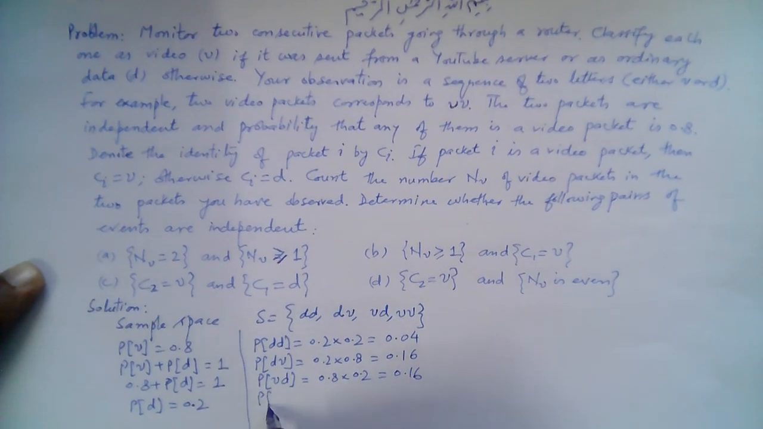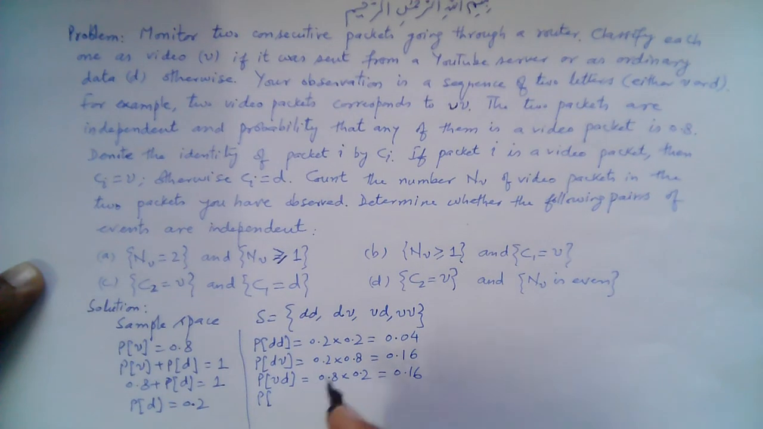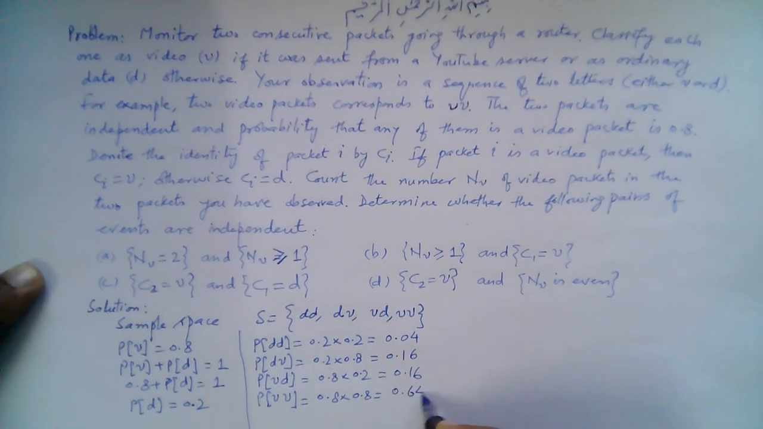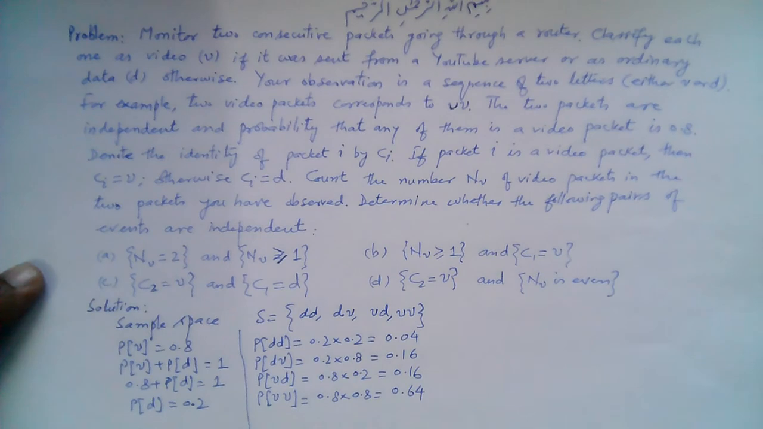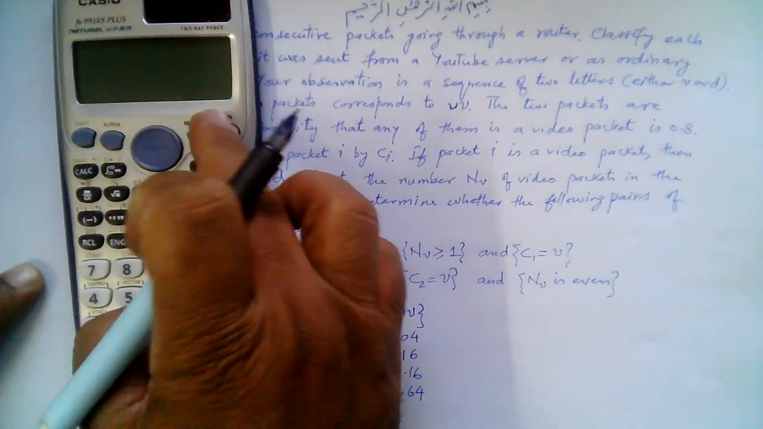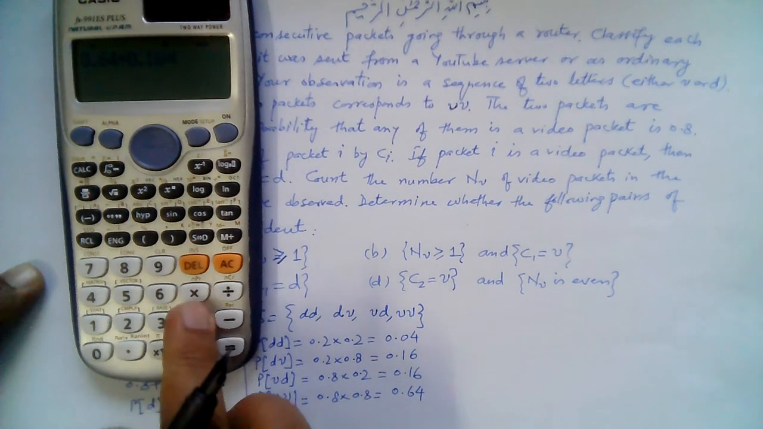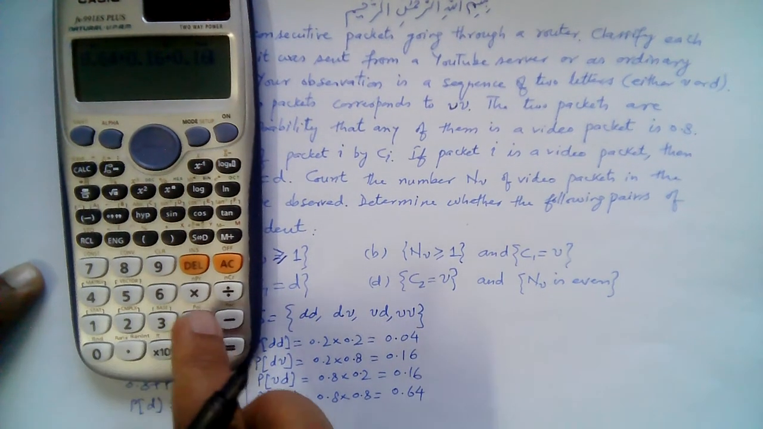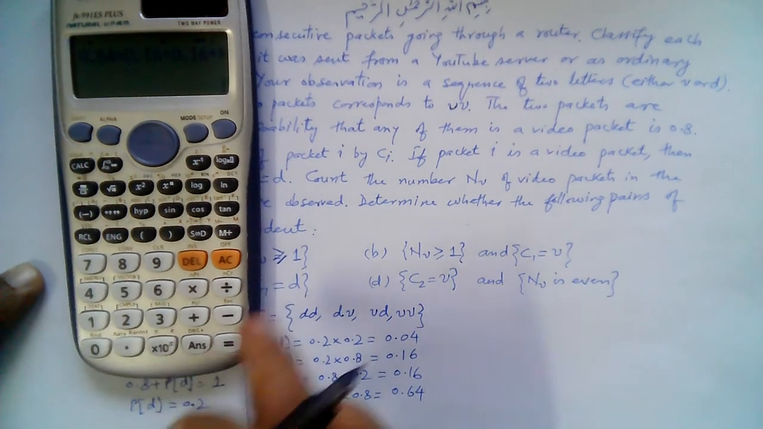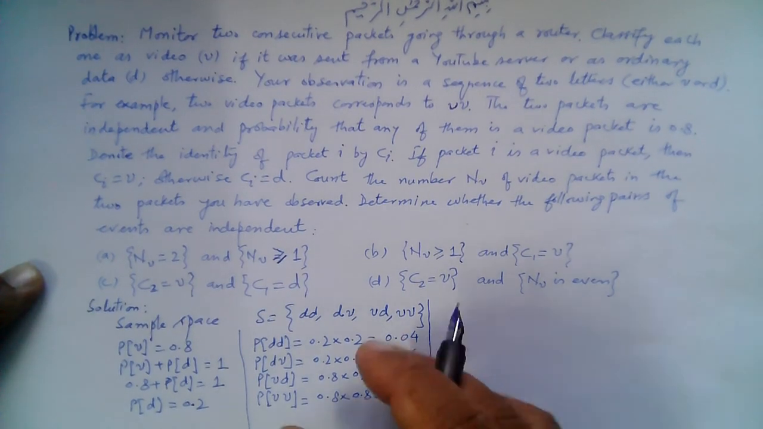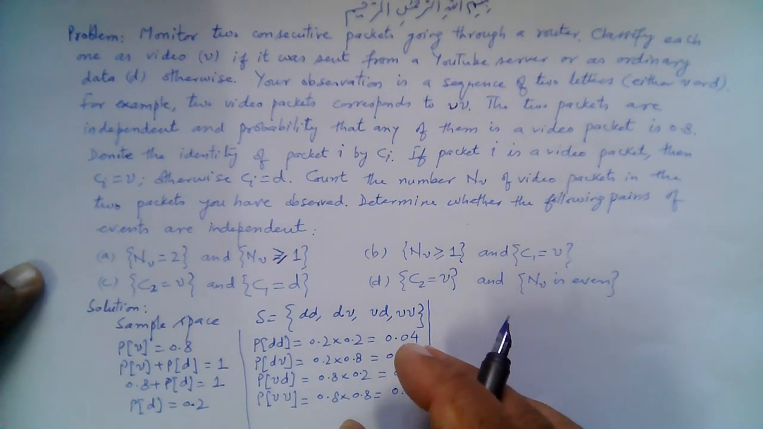And the probability that both packets are video, VV, is 0.8 multiplied by 0.8, that is 0.64. So this is the probability space of our experiment. And if you sum them together, the sum should be 1. So 0.64 plus 0.16 plus 0.16 again and plus 0.04, that is equal to 1, right? So the total probability, the sum of all the probabilities of all the outcomes, should be 1, right?